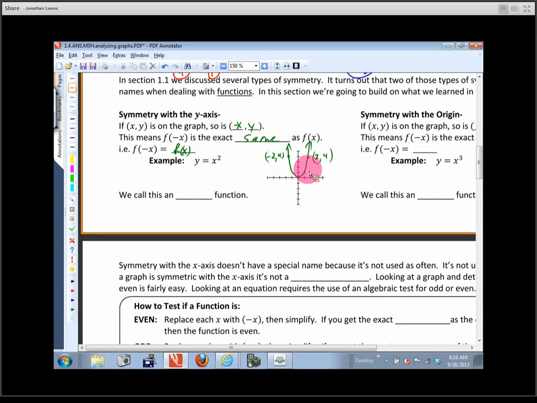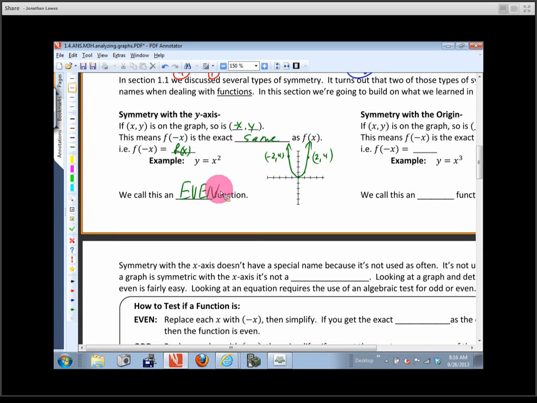Okay, well these types of functions come up so often, these functions that are symmetric with the y-axis, we give them a name. Does anybody remember what they're called, or has anybody seen these before? Noah? Okay, this is a parabola, yep. Okay, we call this an even function. Okay, if it's symmetric with the y-axis, we'll just say even.